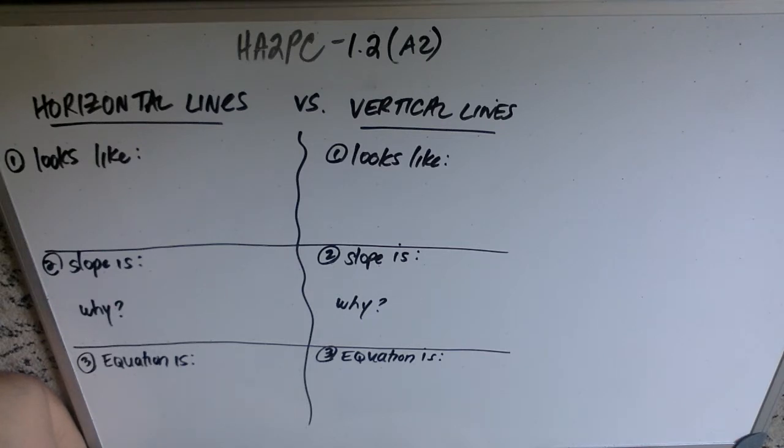Most of us know what the horizon is, and we know what it means for something to stand vertically. But when we think about them mathematically, sometimes we get a little confused between the two, so it makes sense to compare and contrast a little. So let's talk first about what they look like.